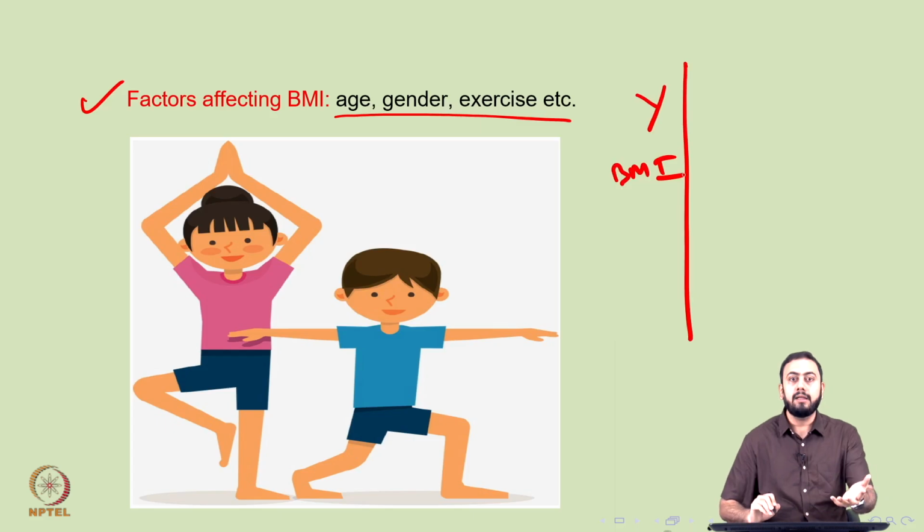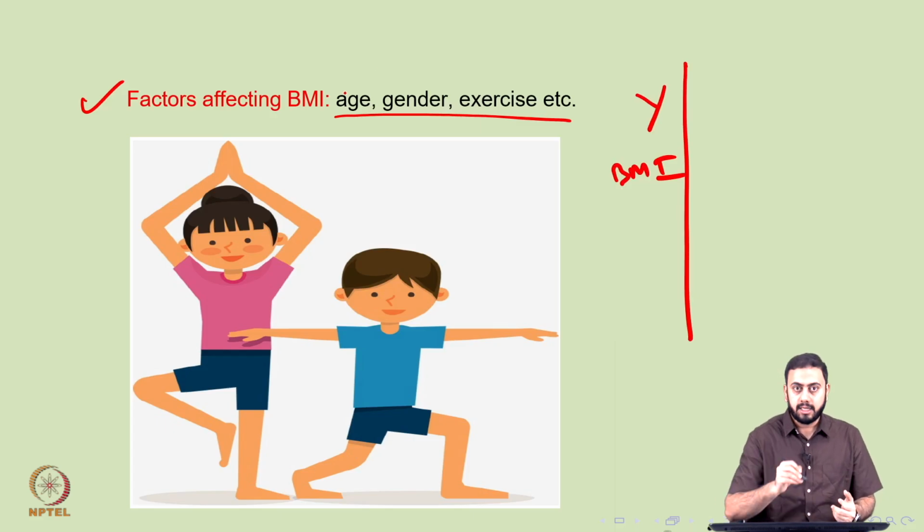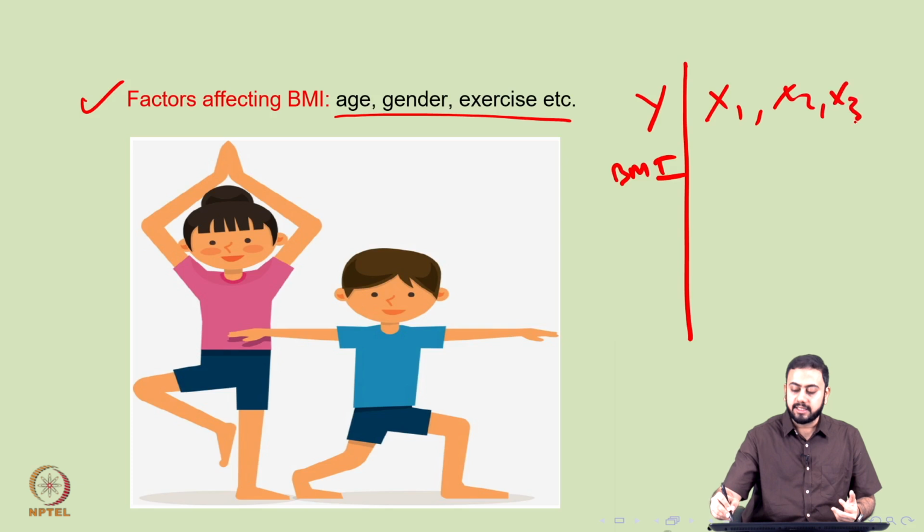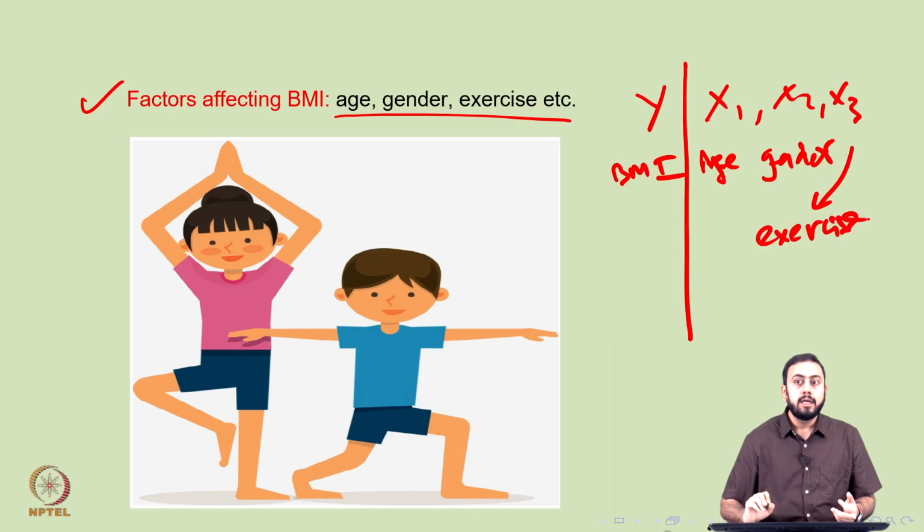So factors affecting BMI. How do all the other factors, age, gender, exercise, etc., affect the BMI of a person? And now instead of a single x, we have three x's, at least in this example: x1, x2, x3. So my x1 is age, my x2 is gender, and my x3 is nothing but exercise. Alright. So the only difference in this example with respect to all the earlier ones is that we have a single y which we want to predict down the line, but not just a single x, but three of those.